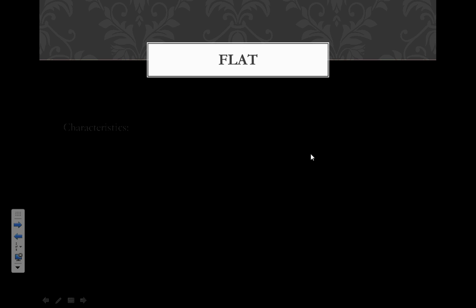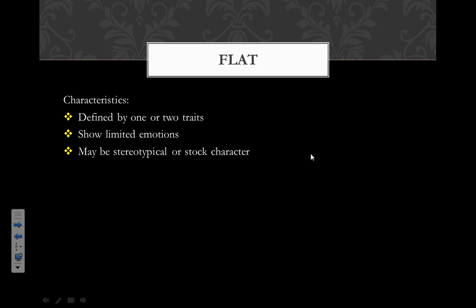So, flat characters are generally defined by one, maybe two traits, and they show limited emotions in the sense that maybe they're angry all the time, maybe they're happy all the time, or maybe they just don't react to what's going on around them. Sometimes they're stereotypical. Like, it's a girl, she wears pink, therefore she's a girl.